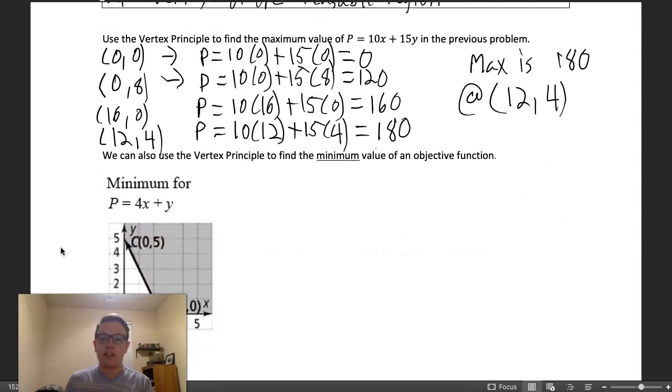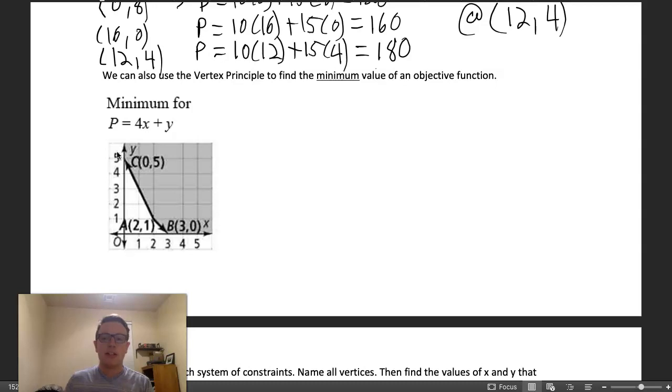Now we can also do this to find a minimum. All we're going to be doing is finding the points, and putting them in, looking for the smallest value. So go ahead and try that. Tell me what the smallest value is and where it will occur.